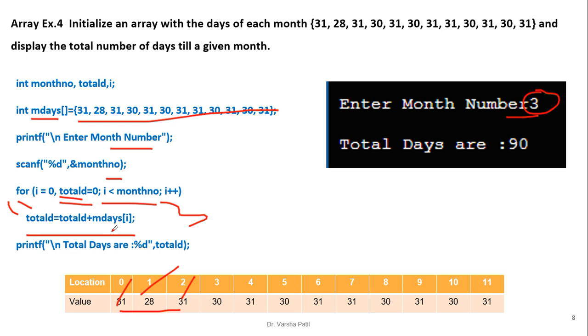So totalD is equal to totalD plus mdays[i], so it will take the corresponding values from here. So when i equal to 0, it will take 31, i equal to 1, 28, and i equal to 2, 31, and after that we are printing the value.